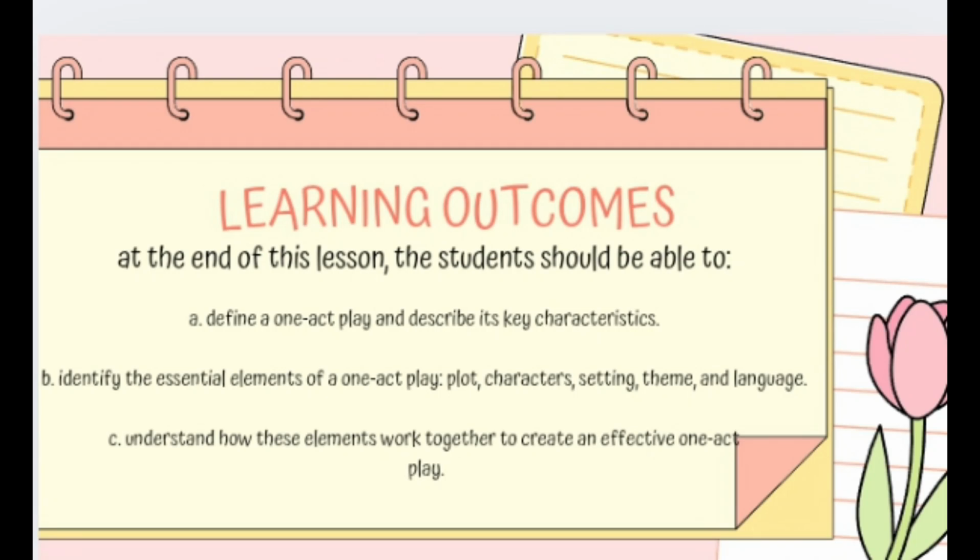At the end of this lesson, the student should be able to: A. Define a one-act play and describe its key characteristics. B. Identify the essential elements of one-act play: plot, characters, setting, theme, and language. And C. Understand how these elements work together to create an effective one-act play.